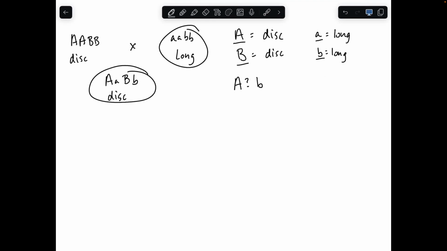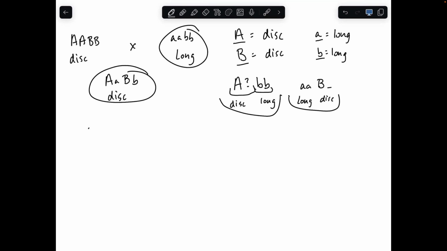So what if you have the dominant A phenotype with the recessive? So you basically have disc here, but it says long here, or you have the opposite, where you have long here and disc here. So classically, when we think of something like this happening, we think that what we should get is this fruit should be disc, and so should this. That's what we think.